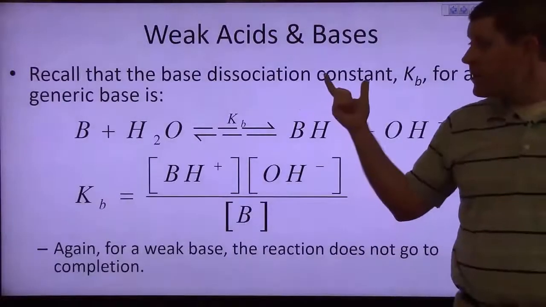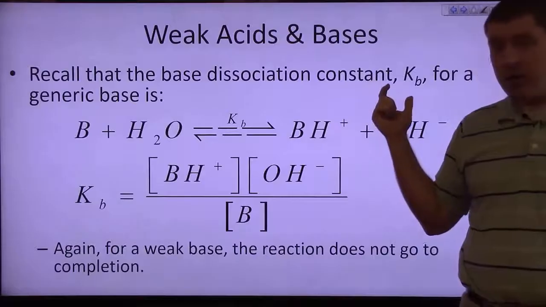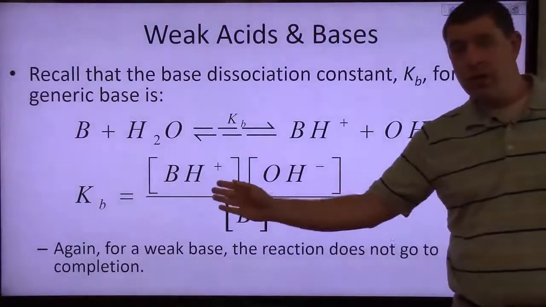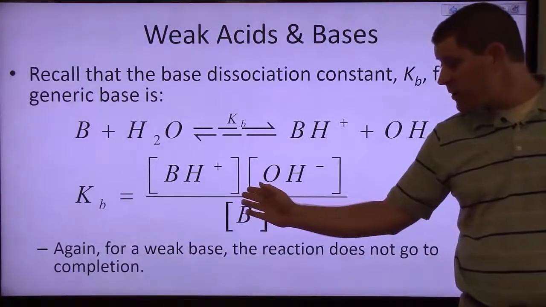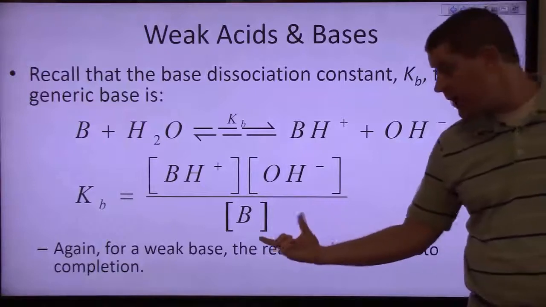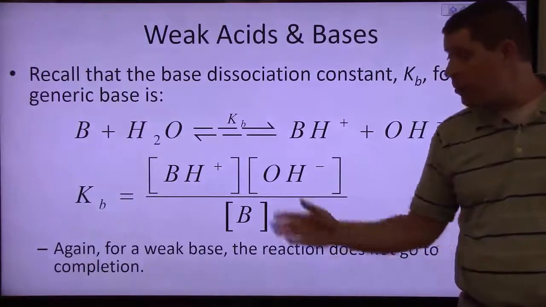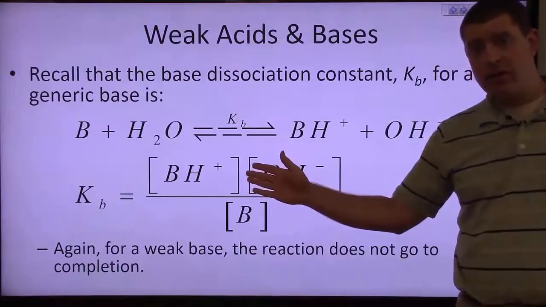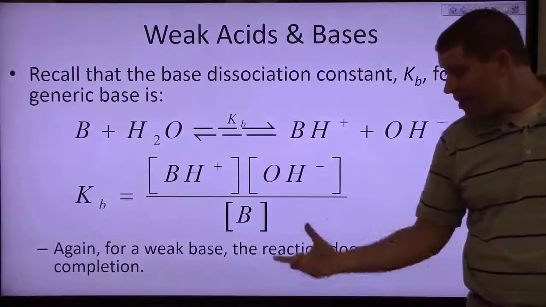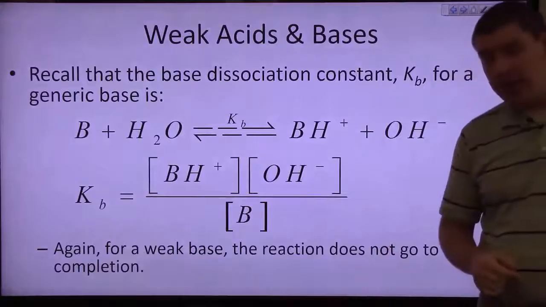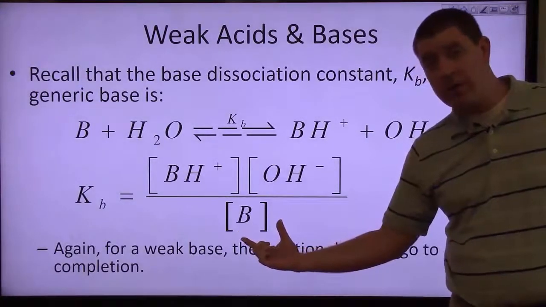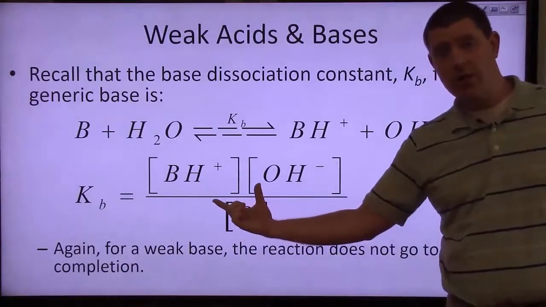And remember that the base dissociation constant Kb for our generic base reaction here is Kb is equal to the concentration of BH plus times the concentration of OH minus divided by the concentration of B, where BH plus there is our conjugate acid for our base. That's the protonated form of our base. And again, for a weak base, the reaction does not go to completion.